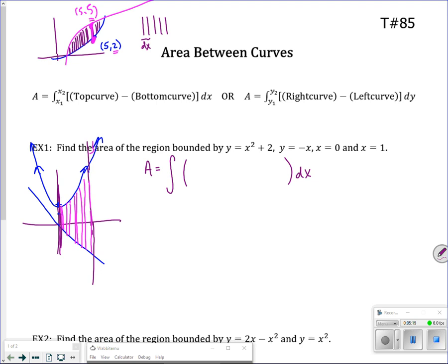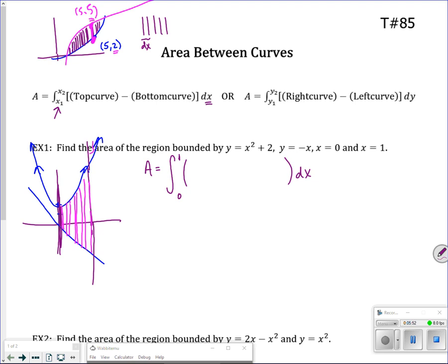Now, the reason I do dx first is because it's very important for you to understand if you're doing dx, these are x values. That's why I put x1 and x2. So what are my bounds? Well, looking at my bounded region, what is the lowest x value of my bounded region? Well, that's right here, and of course that would be 0. What is the highest x value of my bounded region? And that is 1. And what am I going to integrate?